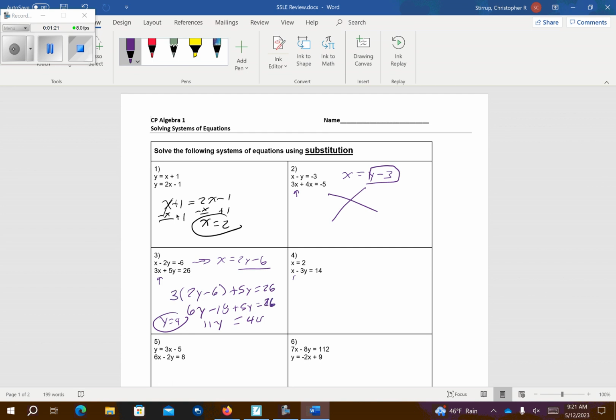So let's plug the 2 back into the top. So y equals 2 plus 1. So that's y equals 3. So my answer is 2 comma 3. For this one, I'll have to plug 4 back into one of the y's. So I'll plug it into the top one.